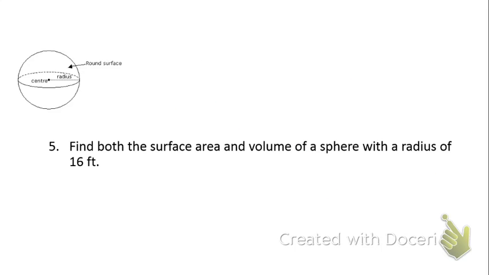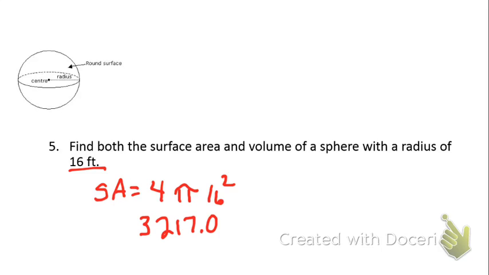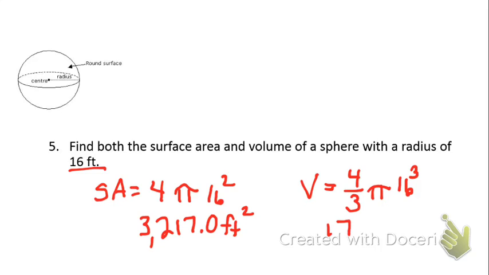This problem asks us to do both surface area and volume, so let's start with the surface area. We're given the radius is 16, so it would just be 4 times pi times 16 squared. Doing that, we're going to get 3,217.0 feet squared, and that 0 is important because it shows what place we're rounding to. And then for the volume, we're going to get 4/3 pi 16 to the third. So doing that, we're going to get 17,157.3 feet to the third.